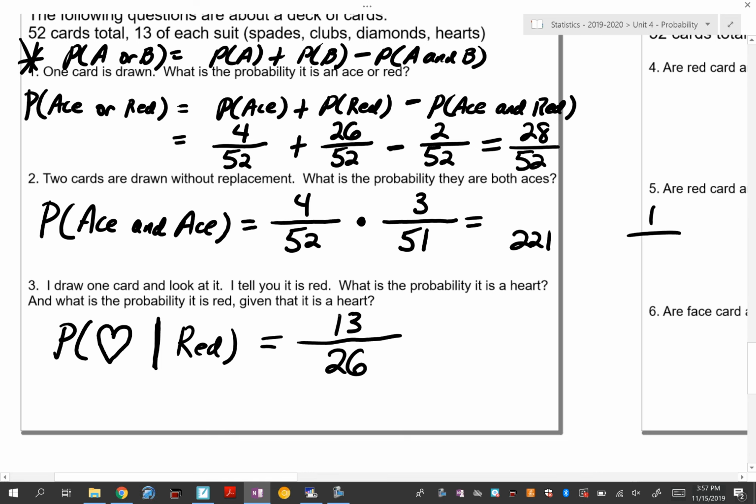13. So this one is a lot easier to see. It is 0.5. So you've got a 1 out of 2 chance that if I tell you it's red, it's also going to be a heart.